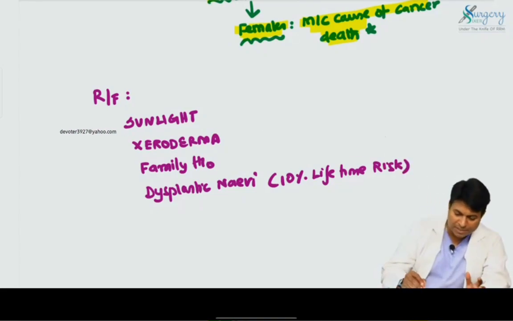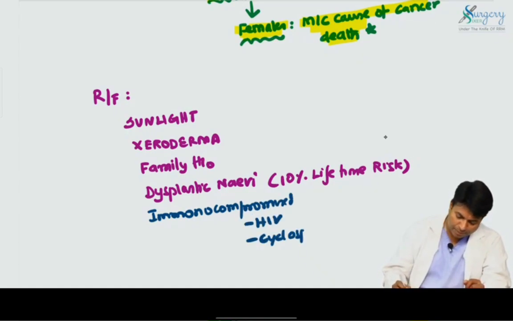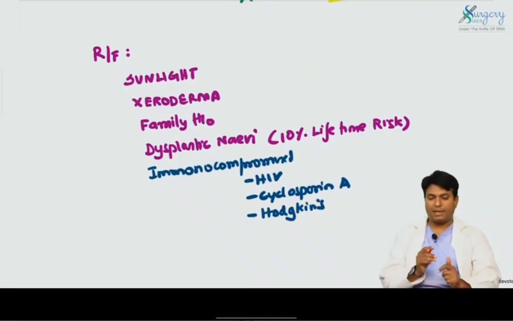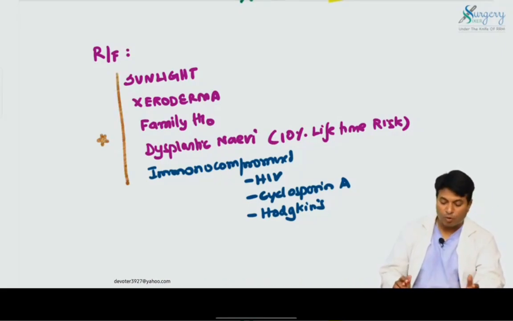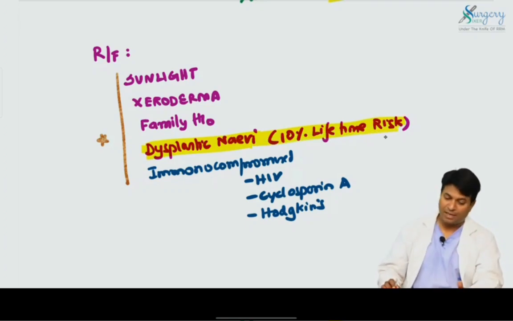And immunocompromised patients, all immunocompromised patients. What do immunocompromised cases mean? Like HIV patients, patients on cyclosporine A, Hodgkin's lymphoma patients are the immunocompromised cases. You can get it in these patients. In all these patients, you can see malignant melanoma. And please don't forget dysplastic nevus. It's a very classical mole seen in many people. It's a 10% lifetime risk present in dysplastic nevus. Okay.